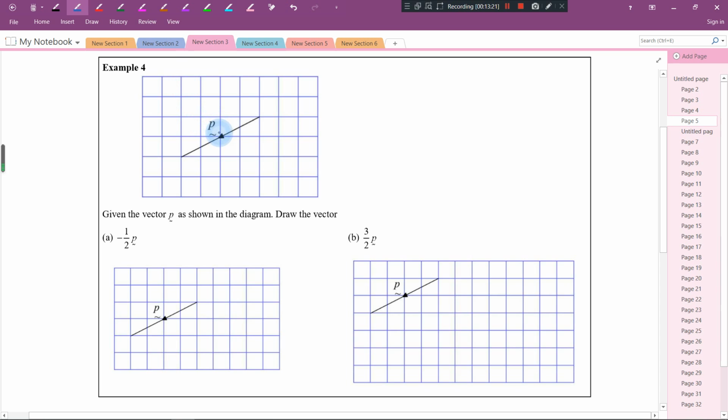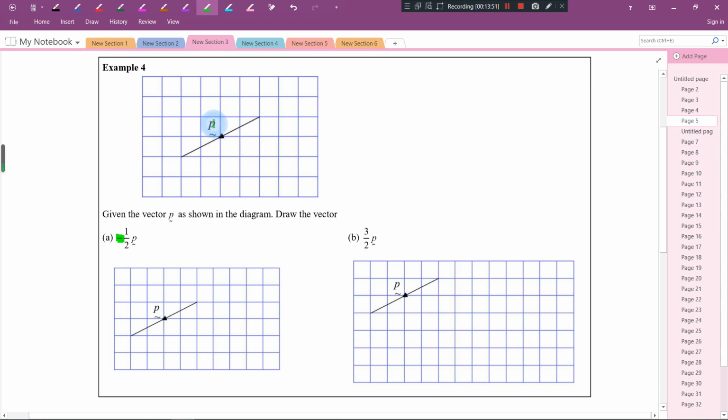Okay, now we have a vector over here. This is directions and magnitudes. We look at the arrow. Arrow is pointing this way, going downward like this. So this is vector P. Given the vector P as shown in the diagram, draw the vectors for -1 over 2 P and 3 over 2 P. When we see the negative sign, right? Definitely we know it will be in the opposite direction.